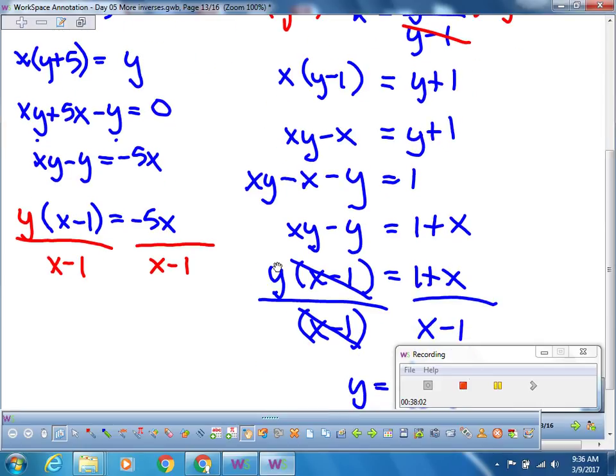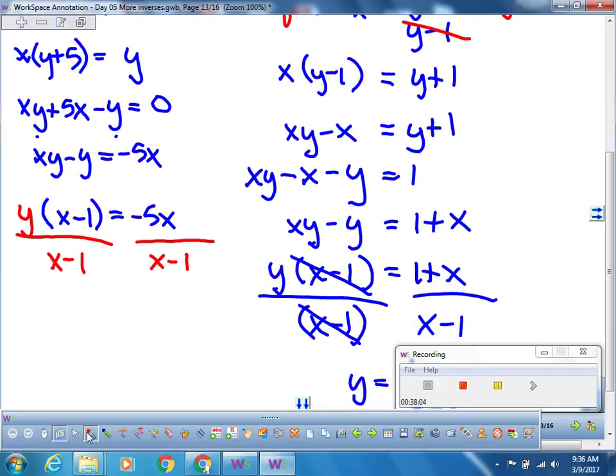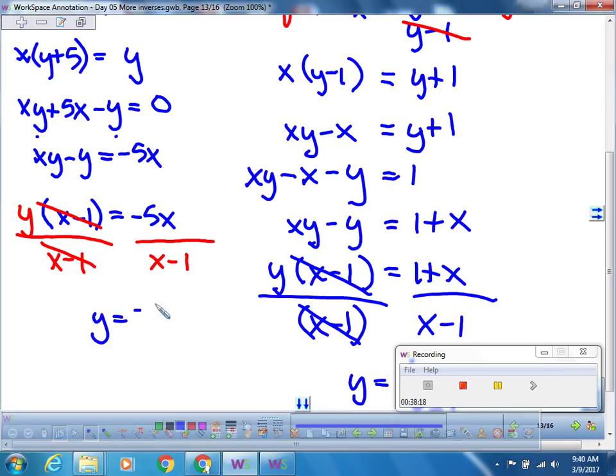It's not the fact, it's tedious, right? And this part right here, this gets a little bit, like, sometimes you might feel like it's a little bit stuck. And so now I'm left with y equals negative 5x over x minus 1.